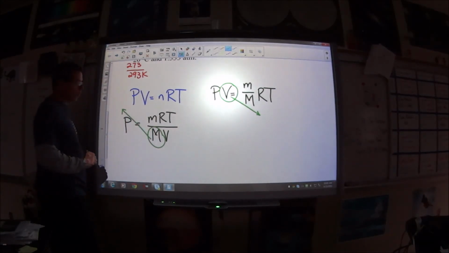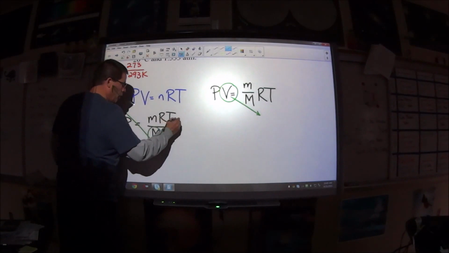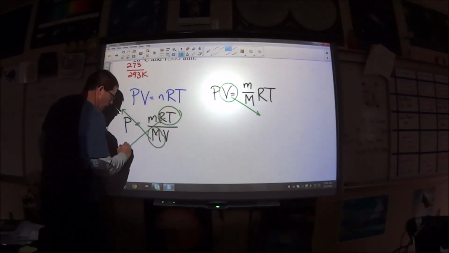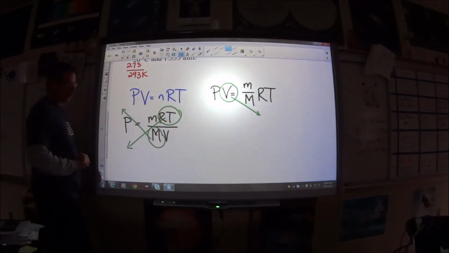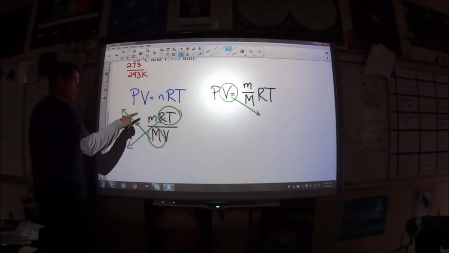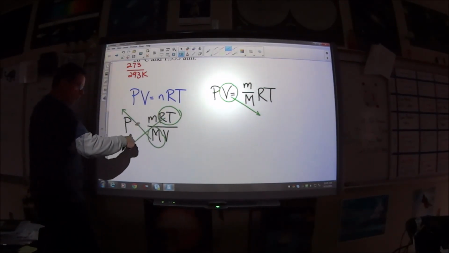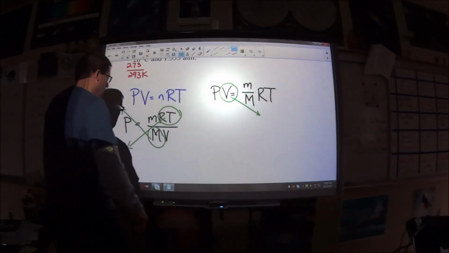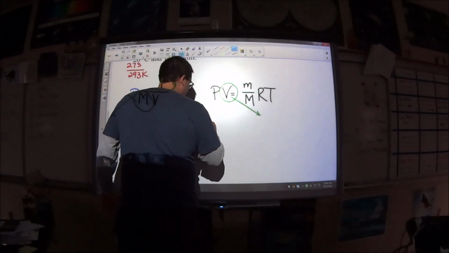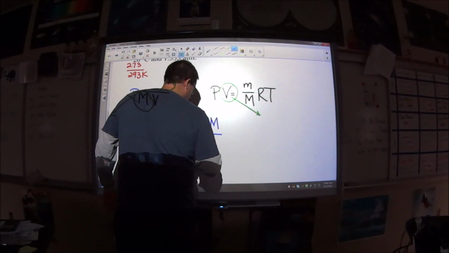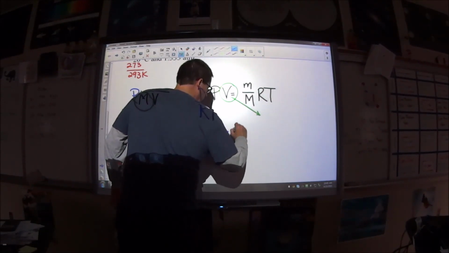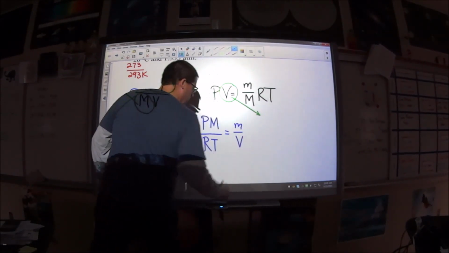So I'm going to multiply it on both sides. And I'm also going to divide by the R and T on both sides. So again, multiply molar mass on both sides, so that means it moves up. Divide RT on both sides, so it moves down. So now my equation looks like this, where I have PM over RT is equal to little m over V.